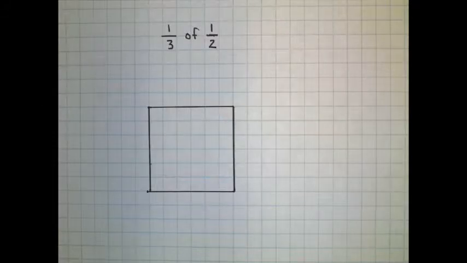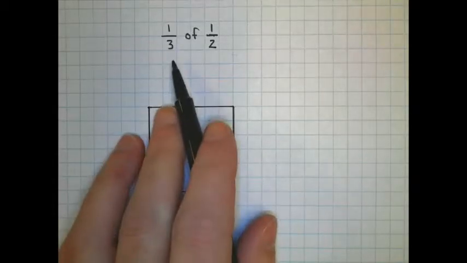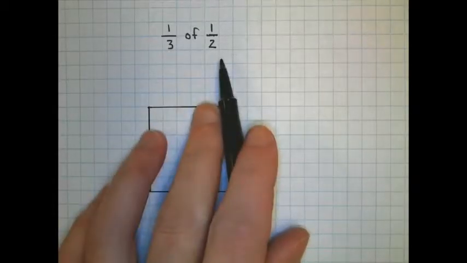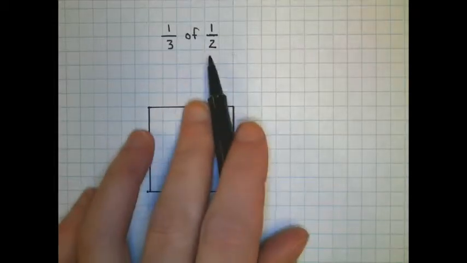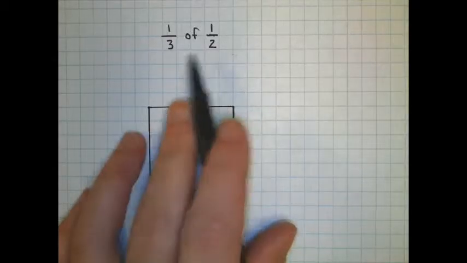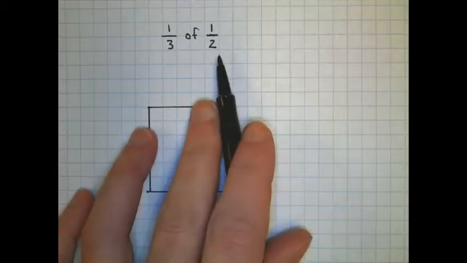In this lesson, our objective is to be able to understand and multiply fractions with fractions using an area model. So let's take a look at this problem right here. We have 1/3 of 1/2. And I can think of this as I'm taking 1/3 of a half of something. Maybe that something's a brownie. Maybe my friend came up and he says, I'm going to eat 1/3 of your half of a brownie.